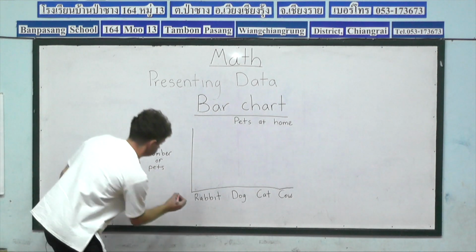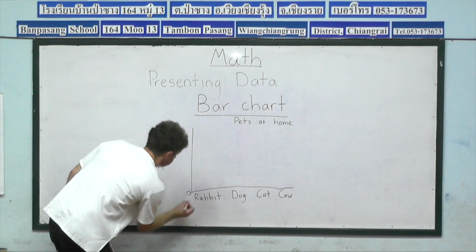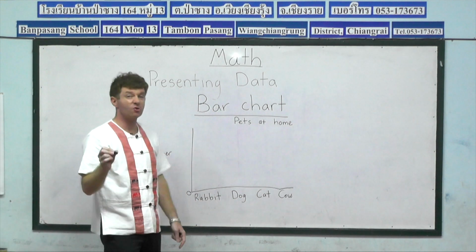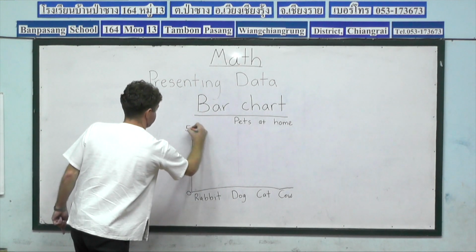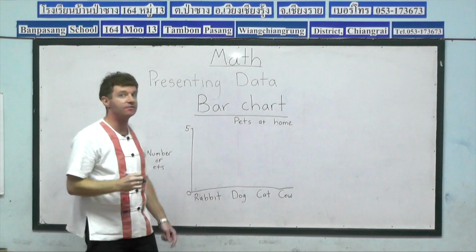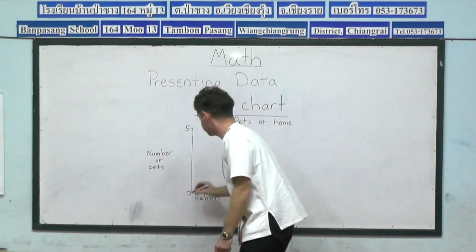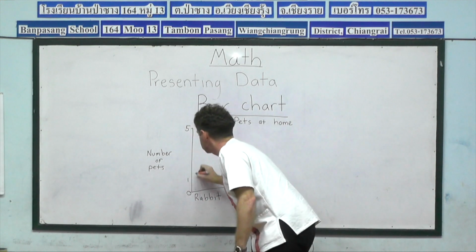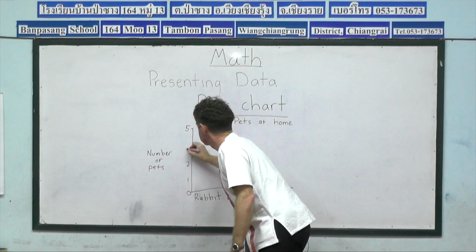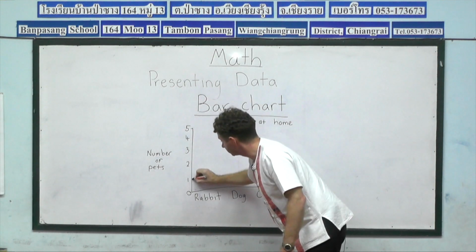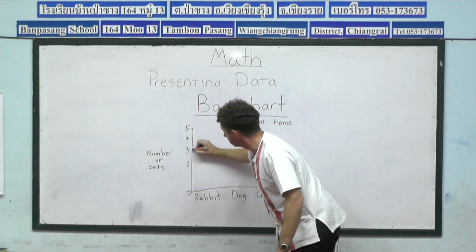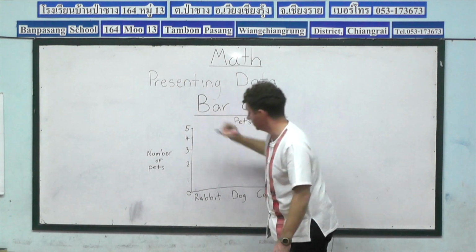Okay, so who can remember what number always goes at the bottom? 0. And this time, our bar chart will go up to 5. So we'll have 5 at the top. 5 is the maximum amount we can have. And then we'll go 1, 2, 3, 4. So make sure we have marks for each number so we know where our bars must reach.